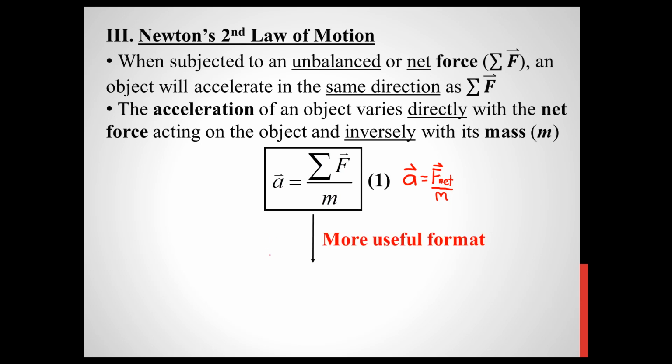Okay, now I like to manipulate this equation into a format that I find a little more useful, and you'll see how this plays out once I get into the example for today's lesson and also for future lessons. If you multiply both sides of the equation by m, you get an equation that looks like this: sigma F is equal to mass times acceleration. It's a better starting point for how we want to start solving problems where we deal with unbalanced forces and objects that are accelerating.